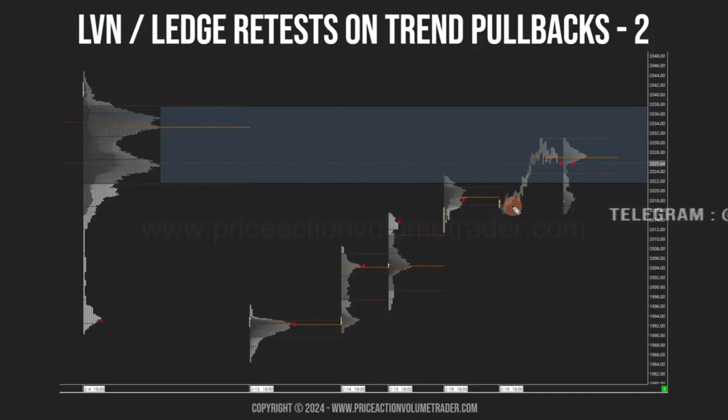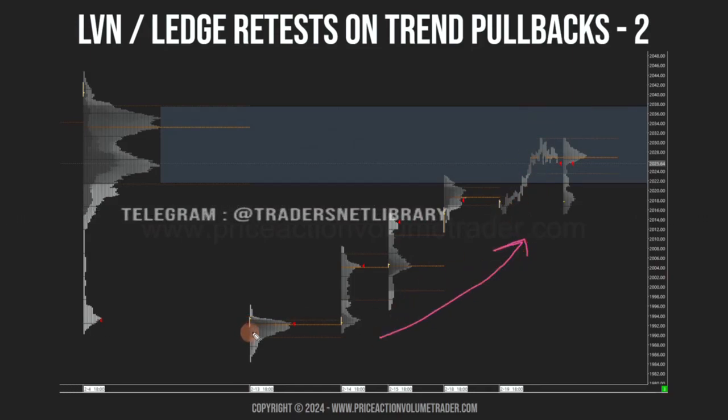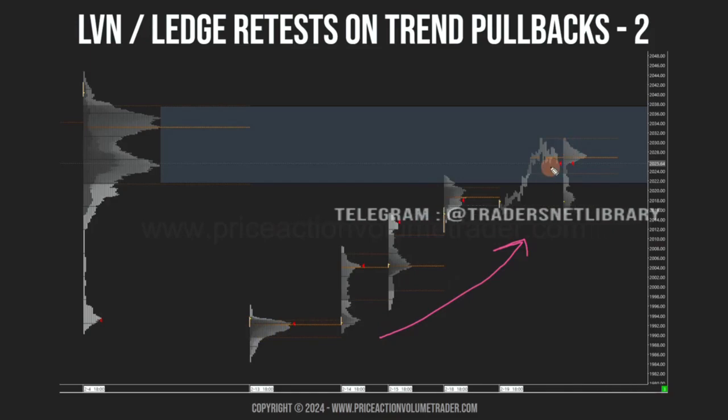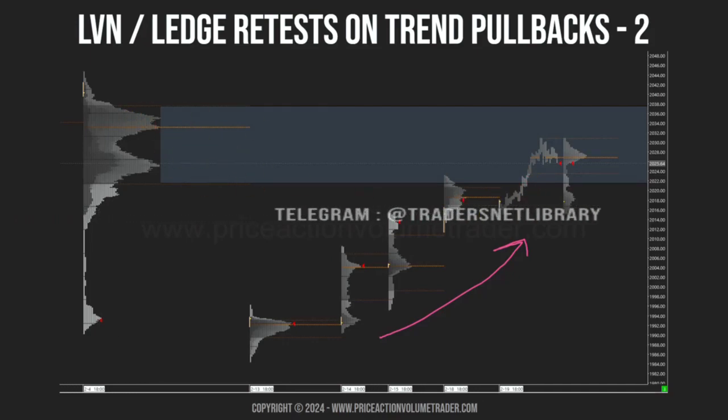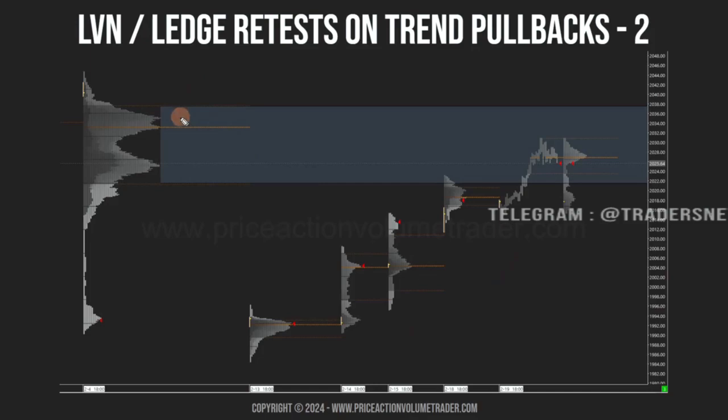and then I'll be looking for acceptance back in and continuation into this value area. As you can see, we're clearly coming up in an uptrend. So we're expecting higher highs and lows. And so how can we get in now that we've identified this value area? And how do we use the ledges of this?